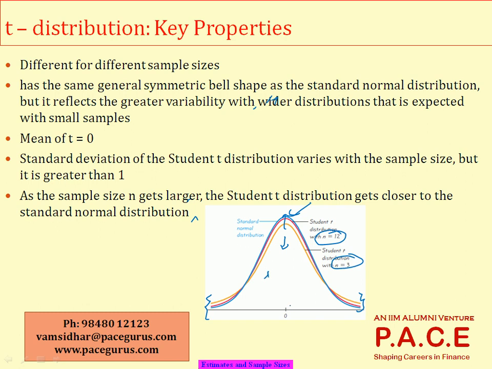But there are some overlapping things between the t and the normal. The standard normal has a mean of 0 and a t distribution also has a mean of 0. In the case of the standard normal distribution, the standard deviation is always equal to 1, whereas in the case of the t distribution it is different for different sample sizes, and it is greater than 1. Only when the sample size increases do we observe that the t distribution approximates the standard normal distribution. So some of the similarities are the bell shape and the mean being 0, but it is slightly wider compared to a normal distribution, which means the critical values will also be slightly higher compared to a typical standard normal distribution.